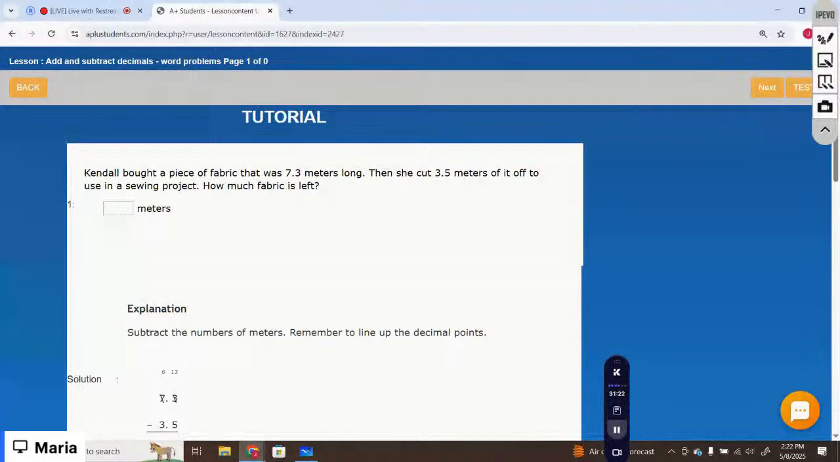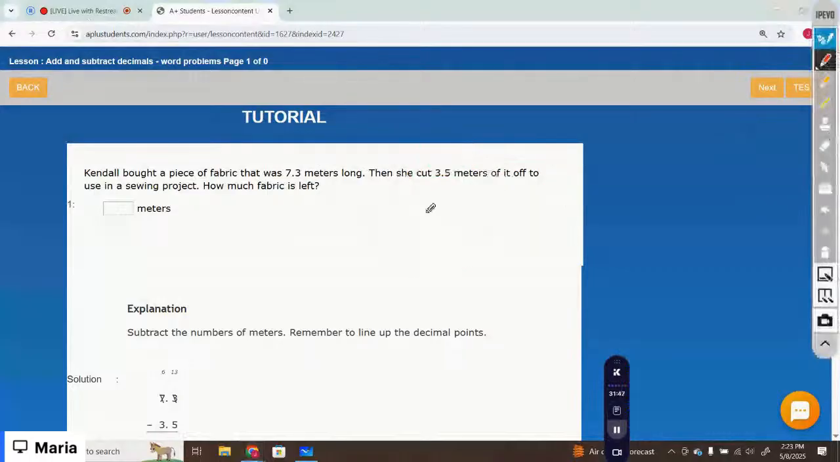Randall bought a piece of fabric that was 7.3 meters long. Then she cut some 3.5 meters of it off to use in a sewing project. How much fabric is left? So the fabric we have is 7.3, right? We cut a piece of 3.5. We need to find how much we have left. That means we need to subtract them, right?